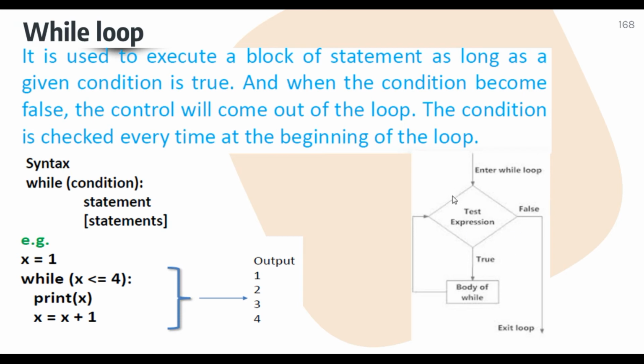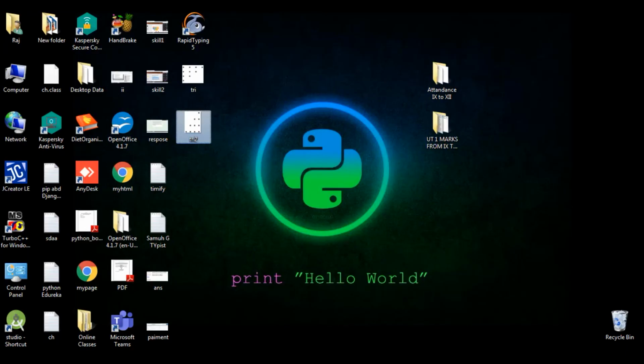Here we can see the flow chart of that. The flow enters the while loop and checks the test expression, which is x less than or equal to 4. If it is false, it will terminate and exit the loop. If it is true, the body of the while loop will execute, along with the update, and this will process again and again. So let's see, student, how to do that.